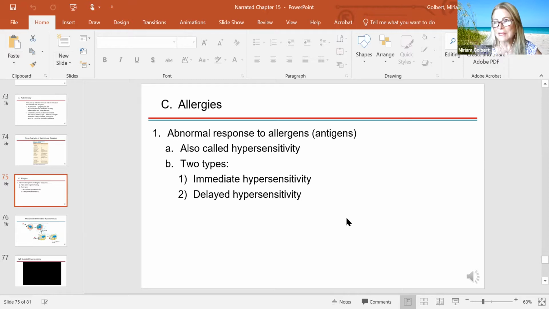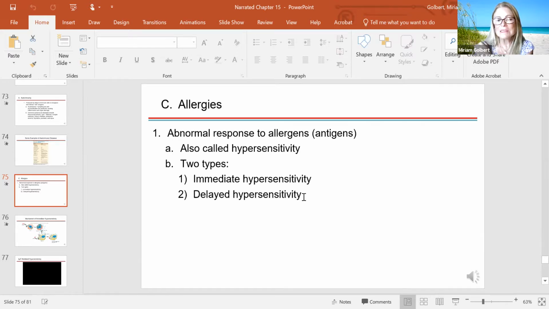So one is immediate hypersensitivity. You know, when you're allergic to cats and you go into a house and you immediately start feeling it, like my son is like that. If he goes into a house, even if the cat is not around, his eyes will swell up. He starts with a runny nose. So it's immediate, the response.